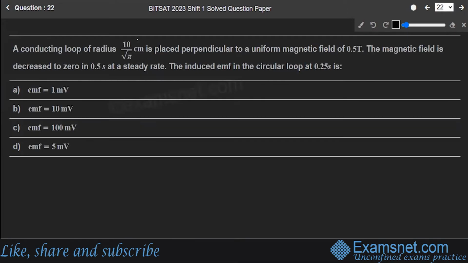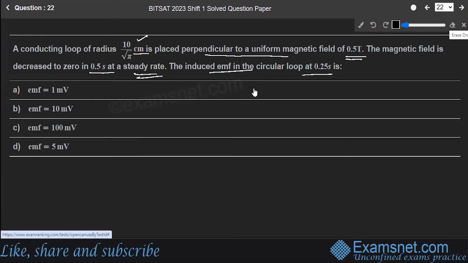A conducting loop of radius 10 upon 2 pi centimeters is placed perpendicular to a uniform magnetic field of 0.5 T. The magnetic field is decreased to 0 in 0.5 seconds at a steady rate. The induced EMF in the circular loop at 0.25 seconds is.